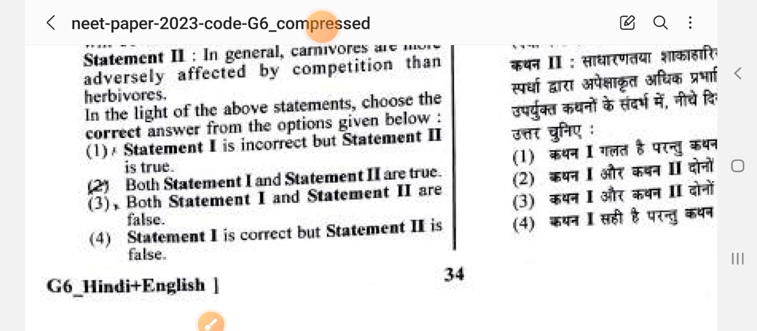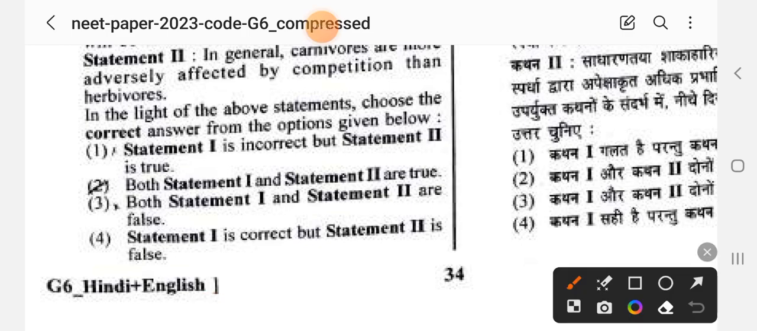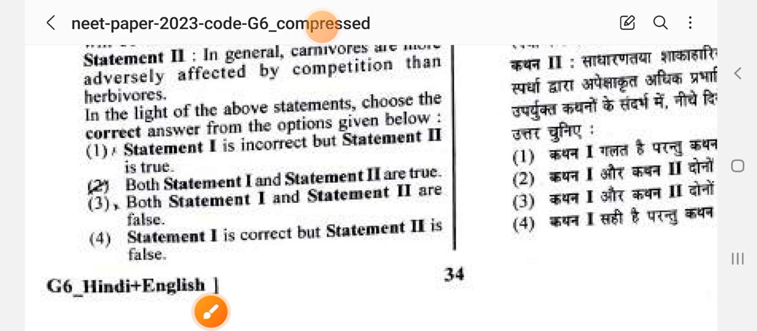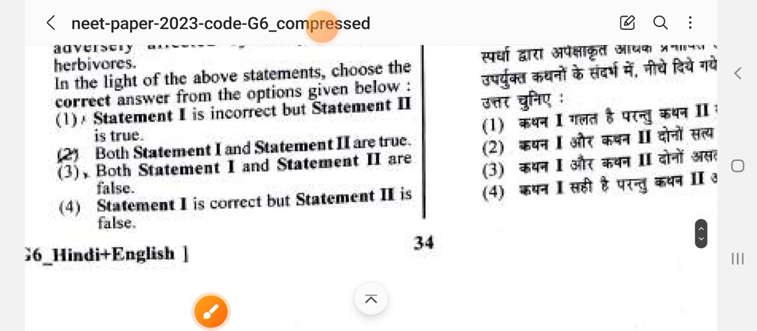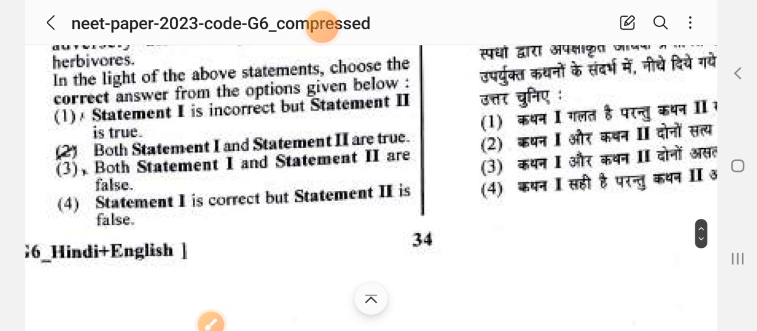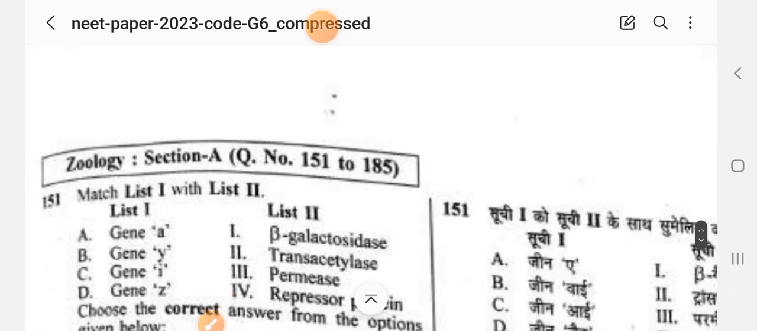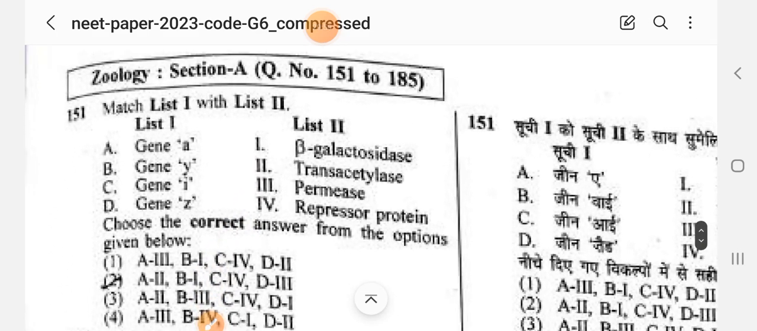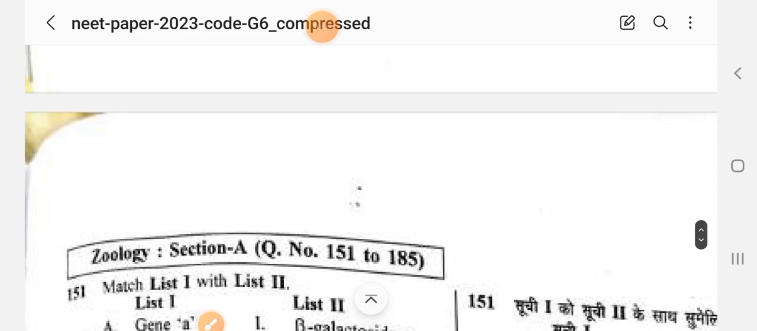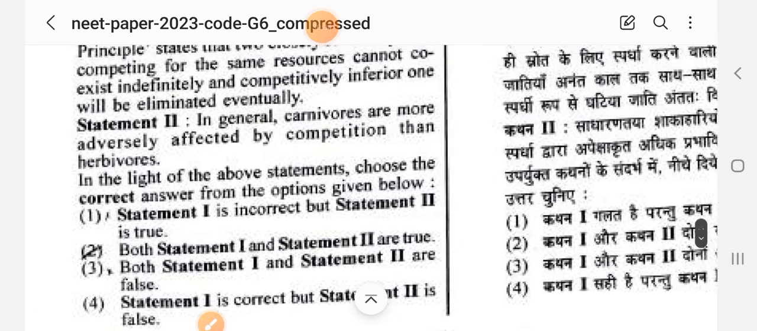A is true and B is also true. I think I am confused a little bit. So the second and third, the answer will be one of them. It's most probably the second one. So next is, it's coming to the zoology. So I will discuss this in the next video.